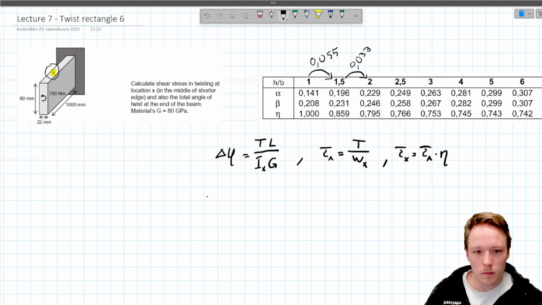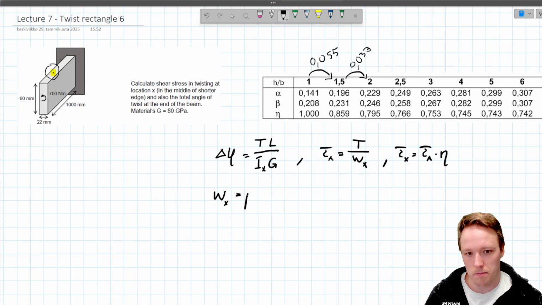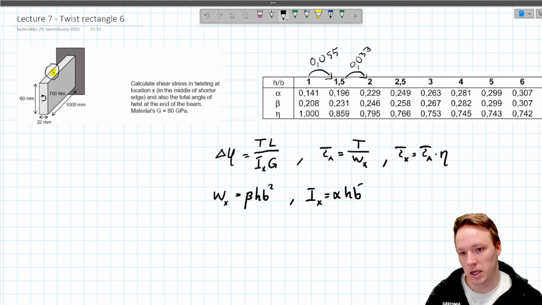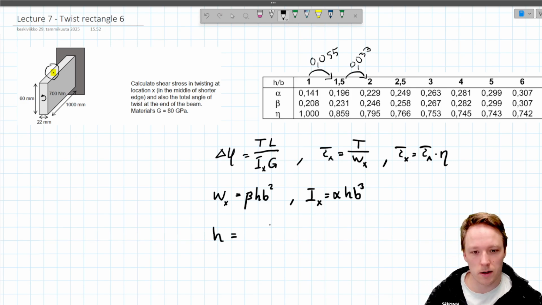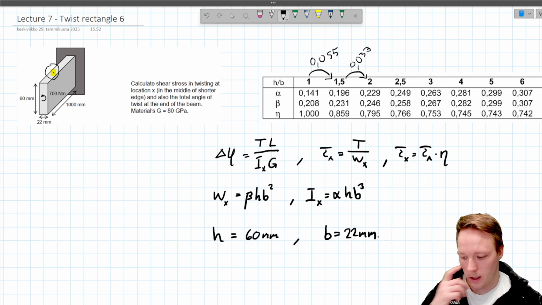Also, we need the equation on how to calculate the section modulus. So the section modulus is beta times height multiplied by b to the power of 2, and the second moment of inertia to calculate the twist is alpha times height times b to the power of 3. In this example, the height, the longer side of this rectangular cross section, is 60 millimeters, and the shorter side b is 22 millimeters, like so.